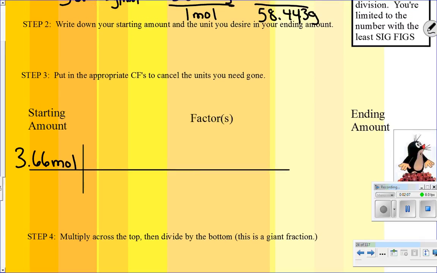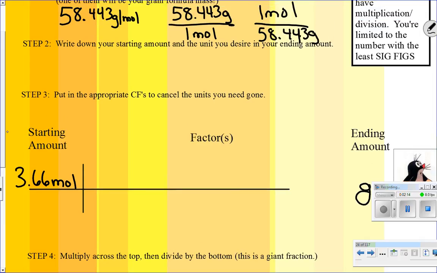And our desired ending amount over here is going to come out in grams. This is a pretty straightforward question that might seem kind of ridiculous to do in dimensional analysis, but when we get to more complicated problems, dimensional analysis will make our lives a lot easier. Since we have moles on the top right here, we want to have moles on the bottom down here. So I'm going to put 1 mole down there, and my conversion factor that puts a mole on the bottom has grams on top, which is perfect. My moles go away, and I end up with my grams right there.